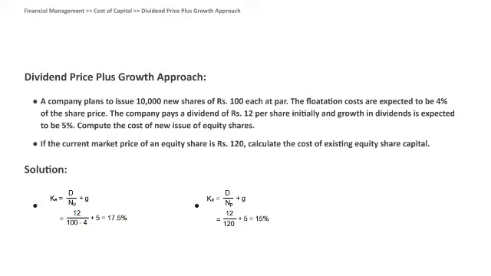The dividend is 12. The market price is 120. The growth rate needs to be added according to the concept. The growth rate is 5%. So 12 divided by 120, and if you add 5% at the end, you get the cost of equity under this method. And how much do we get? We get 15%. That's how you do it.